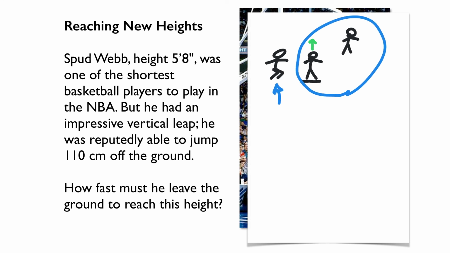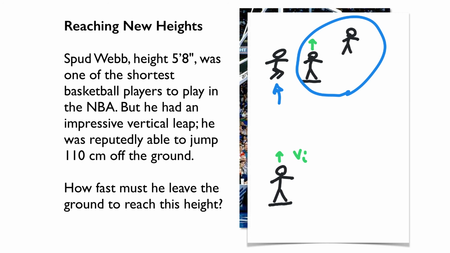We don't really care about the pushing off phase because we're not asked anything about the pushing off. We're just asked how fast must he leave the ground to reach that height. So let's not worry about the push off. We can ignore that altogether. And that simplifies our visual overview because it looks like this. The first point is the basketball player, Spud Webb, having just left the ground. So he's just left the ground. There's just a little bit of air under his feet. He's moving upward at a certain speed. So that's my initial point.